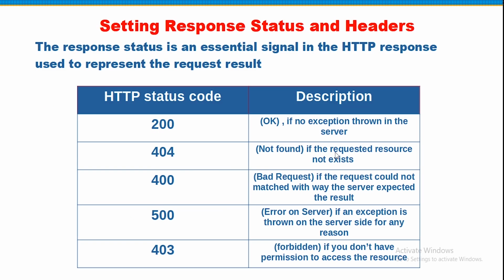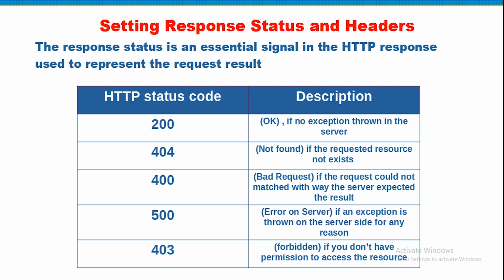So let's look at this HTTP status code. The response status is an essential signal in the HTTP response used to represent the request result. You can see here we have 200, which is okay if no exception is thrown in the server. We have 404, which is not found if the requested resource does not exist.